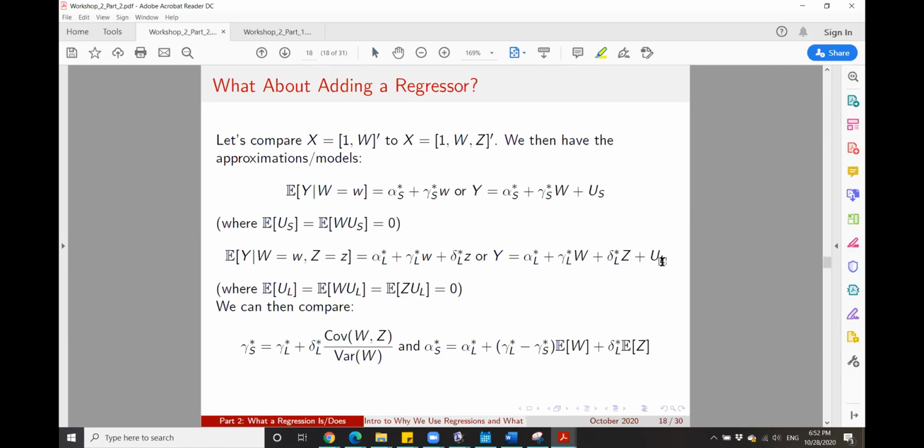So this is really common, right? Normally you don't want to just regress two variables against each other. You'll hear people talking about control variables all of the time. Those are adding additional regressors. So now you have these two different models that you're comparing, and you can directly compare what the coefficients from these results are.